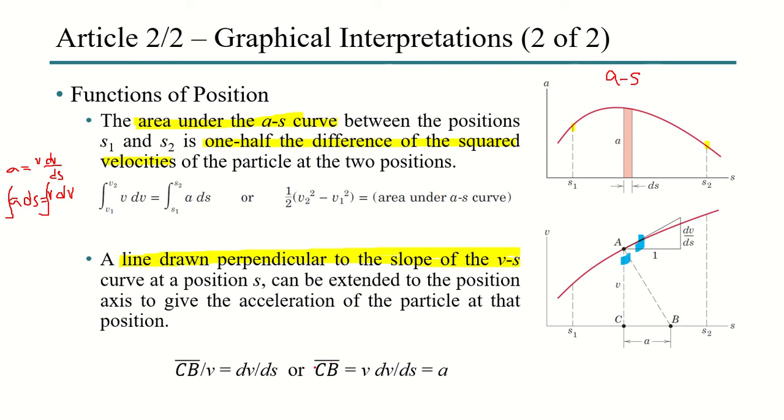Or we can solve for CB, the line segment CB, by multiplying both sides by v. So that's why we have here CB equal to v times dv over ds, or v times the derivative of v with respect to s. And that is the acceleration. So that is where this formula is taken from. Okay, this is the graphical interpretation, class. A while ago, we just solved this mathematically, but now you have seen how this formula is derived. Okay, that is the graphical interpretation. So you can see from the graph where this formula is coming from.